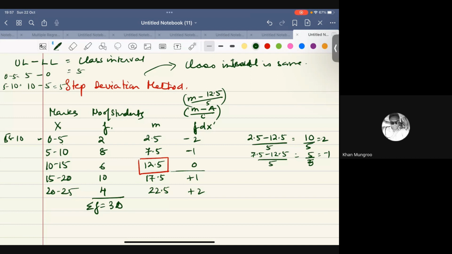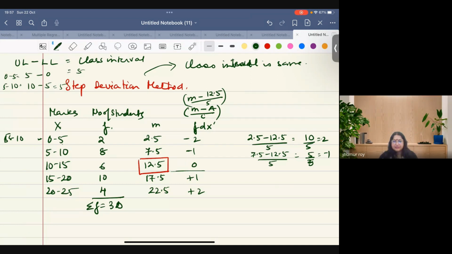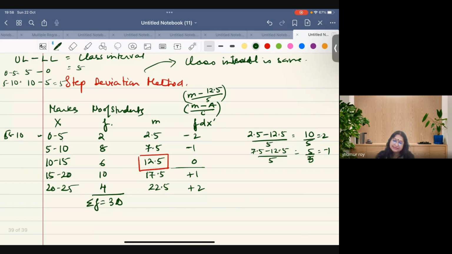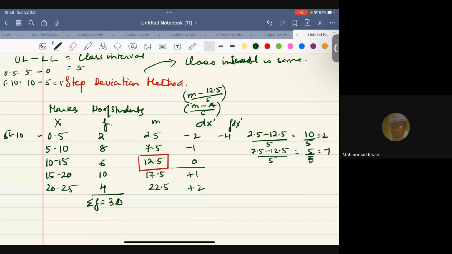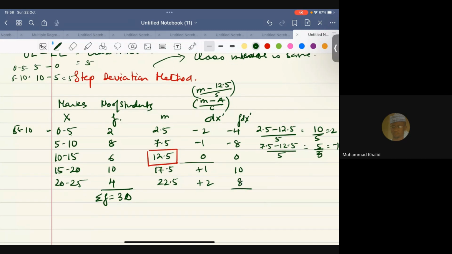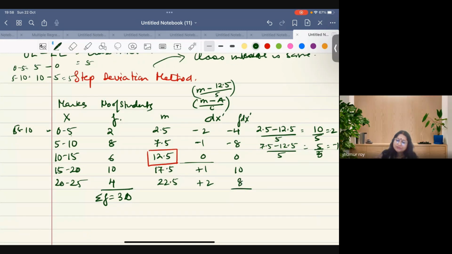Yes, thank you very much. Is everything clear how we have calculated till now? I hope there is no doubt now. Now calculate f d x dash. So again, you see how simple it is. 2 into 2, that is minus 4. 8 into 1, minus 8. 6 into 0, 0. 10 into 1, 10. 4 into 2, 8. So you can understand how simple your calculation becomes when you're doing step deviation.